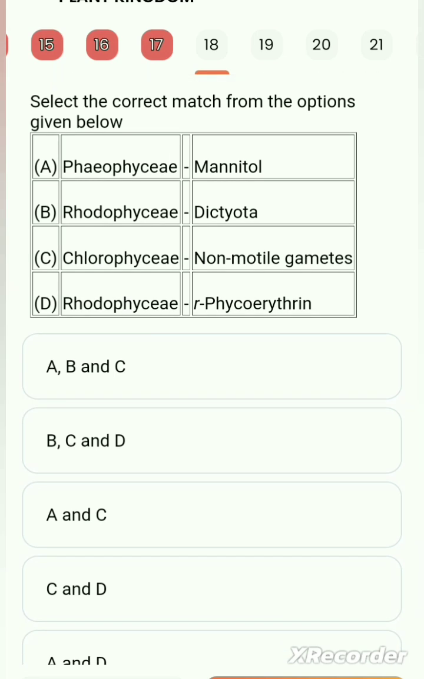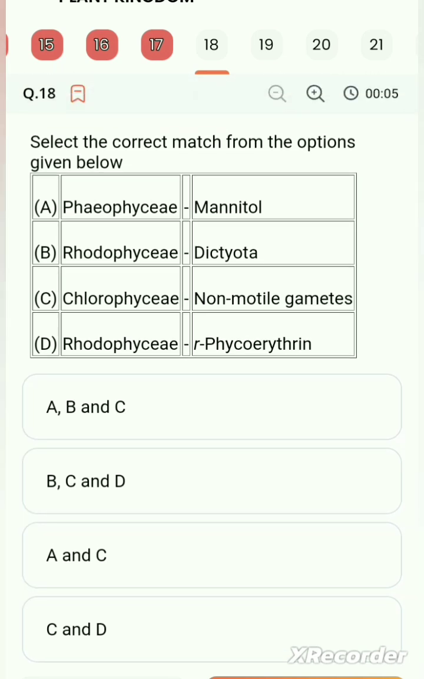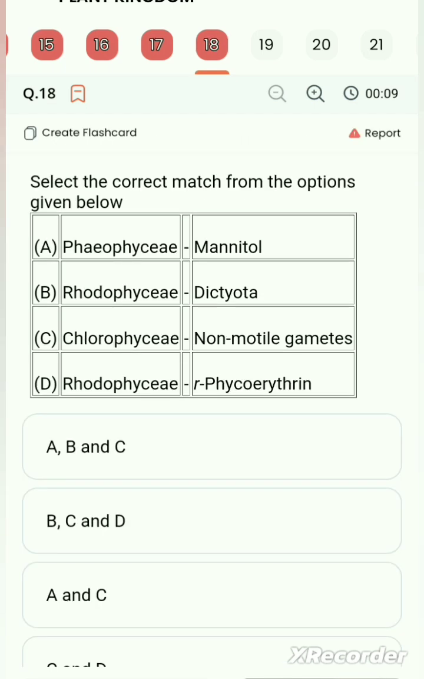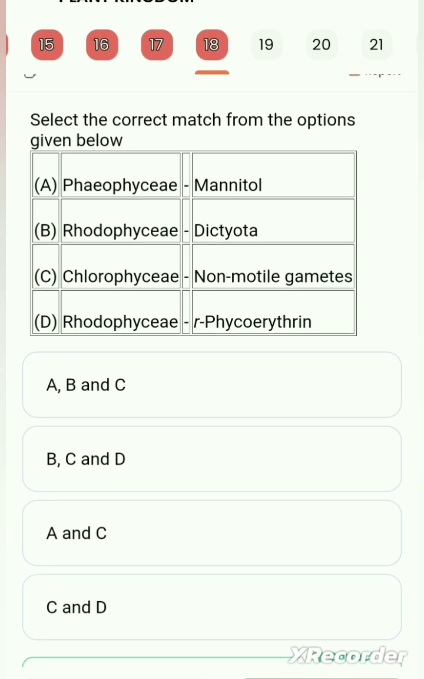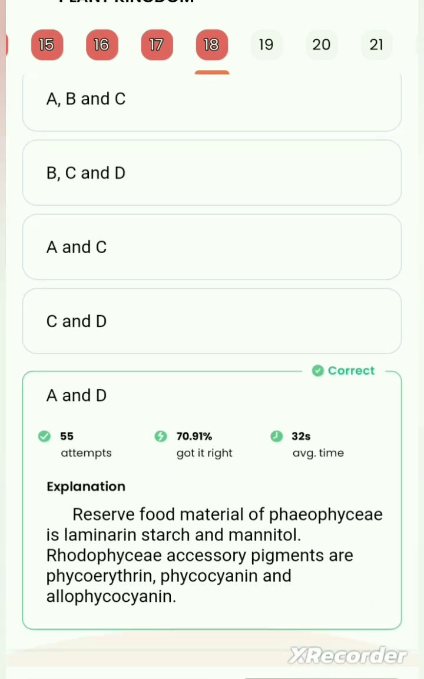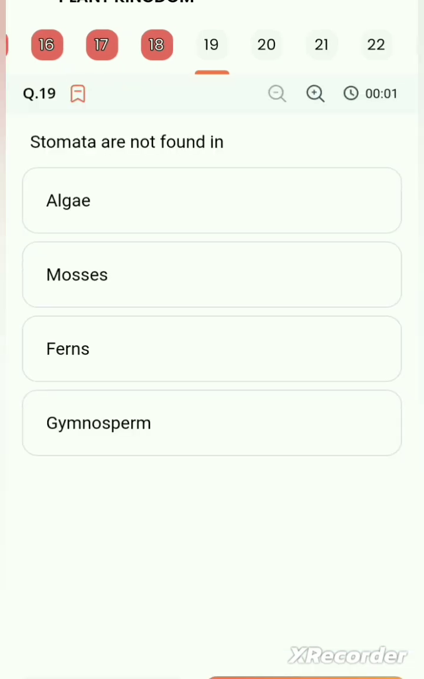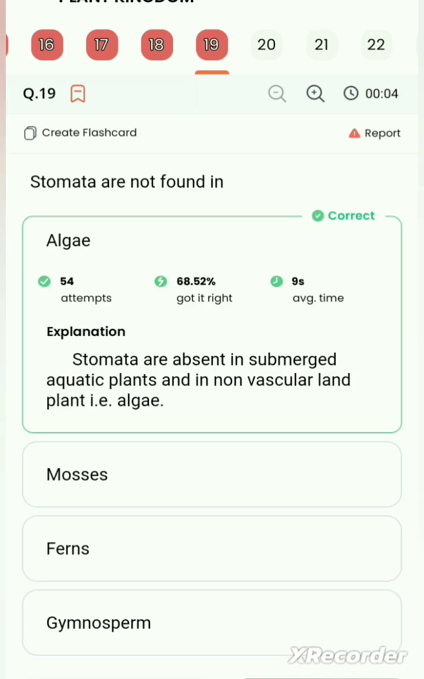Next, match the following. Among this, you need to follow the correct match. What is the correct one? In Phaeophyceae mannitol is present, and in Rhodophyceae phycoerythrin is present. The remaining are wrong. So the correct match is A, D. Stomata are not found in which group? Algae don't have stomata.